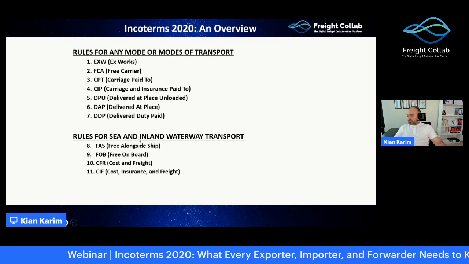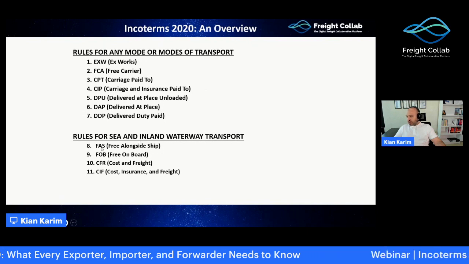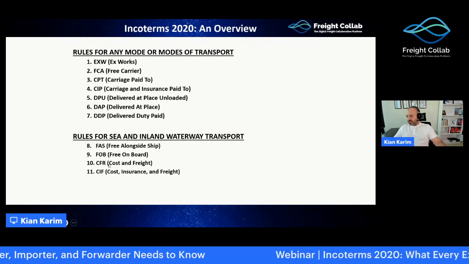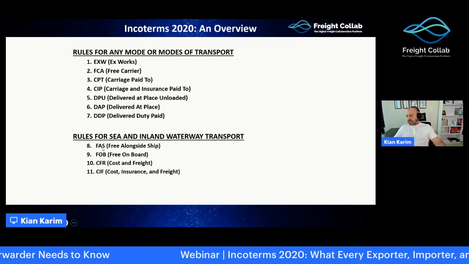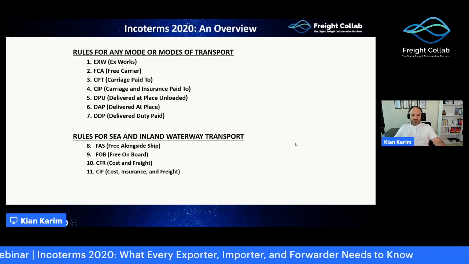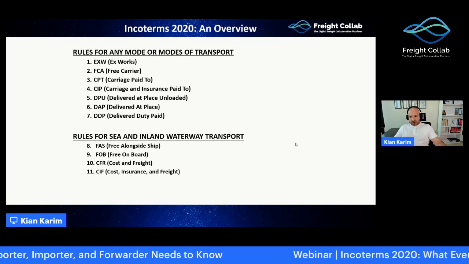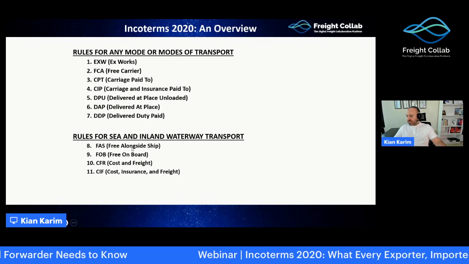But let's see what the rules are for sea and inland waterway transport. There are four rules, which are FAS, FOB, CFR, and CIF. In FAS, the seller delivers the goods alongside the buyer's vessel at the specific port. From this point, the buyer is responsible for all costs and risks.